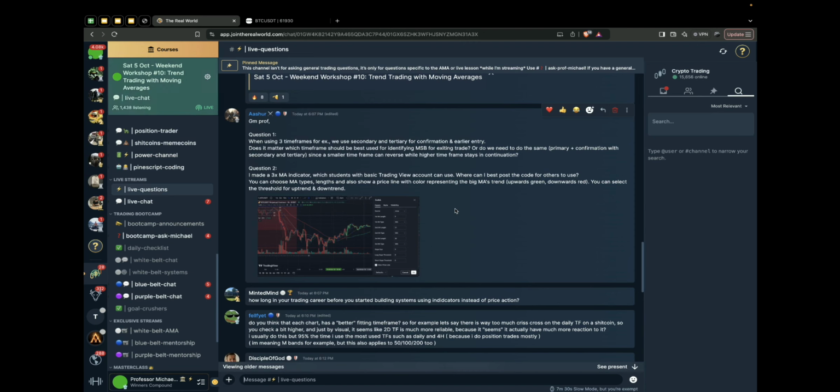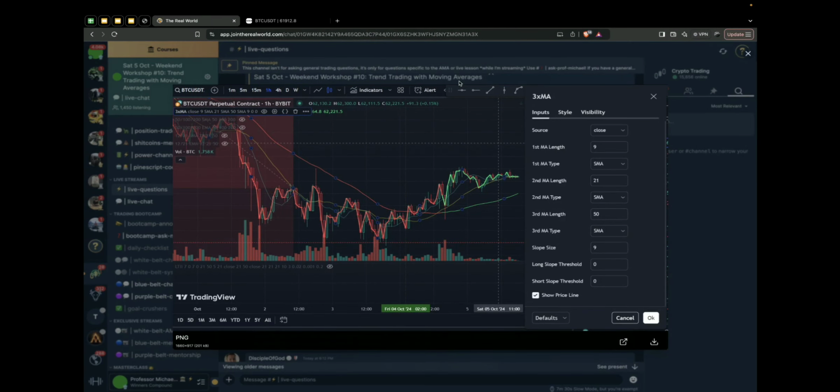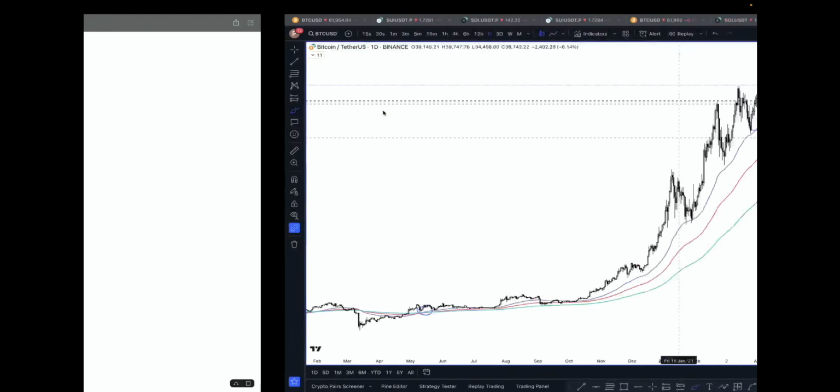Question 2. Made a 3 times moving average indicator with students with basic TradingView account can use. We already have those. I really appreciate everyone doing it, but I've had like 15 DMs with people sending multiple time frame EMAs. So I'm not ignoring anyone, I just can't post all of them up. I have posted the 50, 100, 200 one up. I will get another one that allows people to type in whatever ones they want. I think the one that's up already has that.